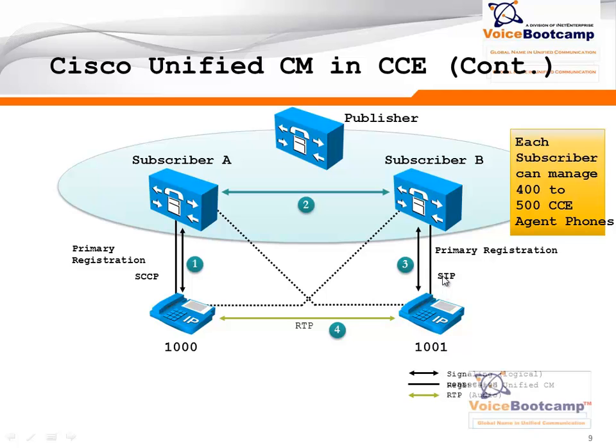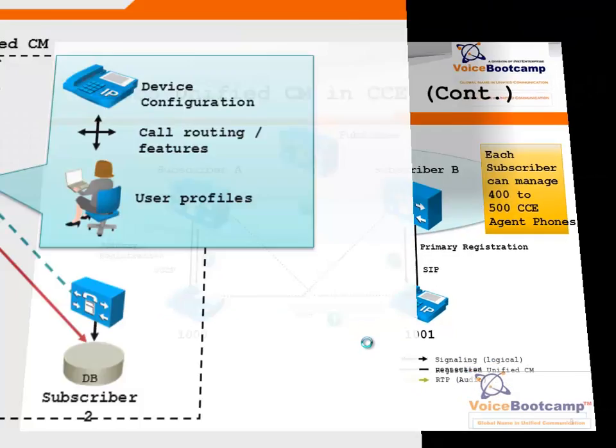Once the call is connected, step number 4, both phones will establish a direct RTP connection, so that in the event of a network failure, as long as the phone is connected and online, it should be able to continue to communicate. Of course, if the switch or the power goes down, that's a different scenario.